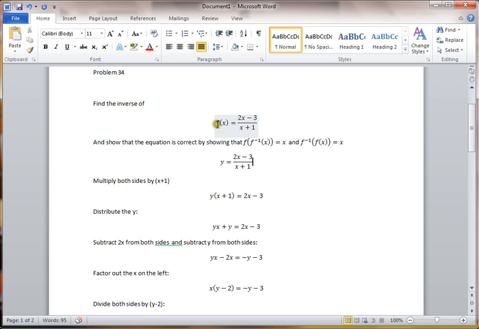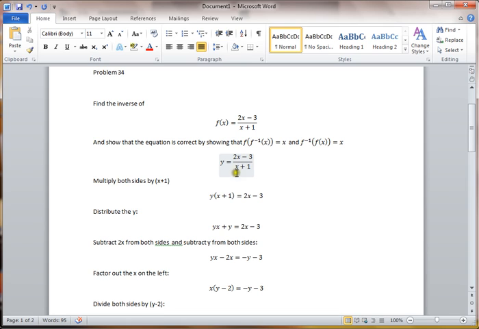So the first step is to just set y equal to f of x, and basically there's two different ways you can go about this. You can switch the y and the x right away and then solve for y, or you can leave it as is, solve for x, and then switch the x and the y later on. So I'm going to opt for the latter of those two choices. I'm going to leave y and x alone. I'm going to try to solve for x, isolate it, get it by itself.